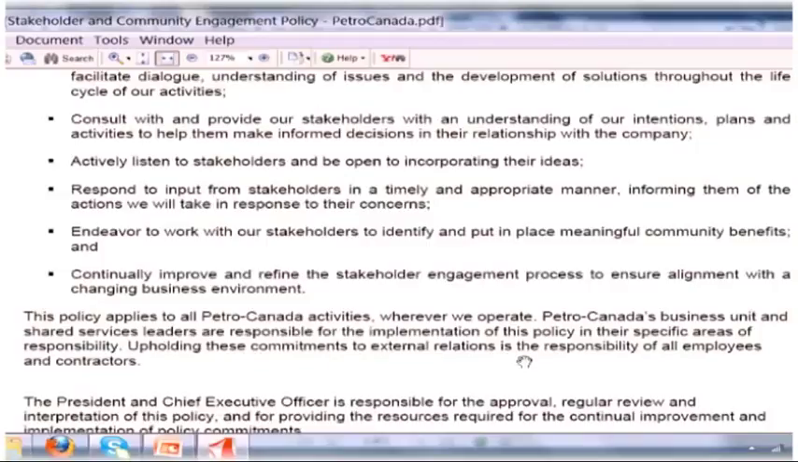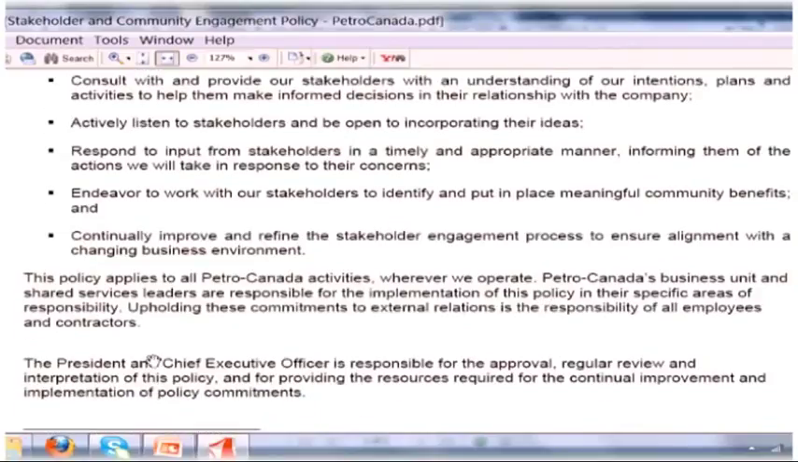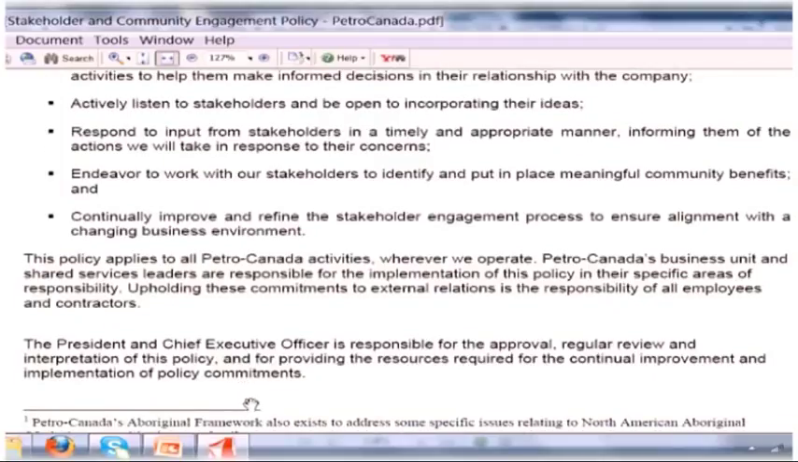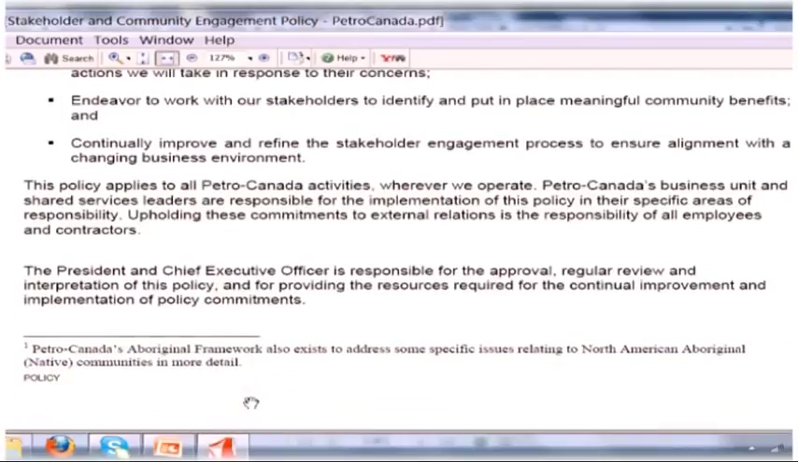Upholding these commitments to external relations is a responsibility of all employees and contractors. This also follows from what I said in an earlier class, that stakeholder management is not just the responsibility of one person, like the project manager or the project team, but of everyone involved on a project. The President and Chief Executive Officer is responsible for the approval, regular review, and interpretation of this policy, and for providing the resources required for the continual improvement and implementation of policy commitments.